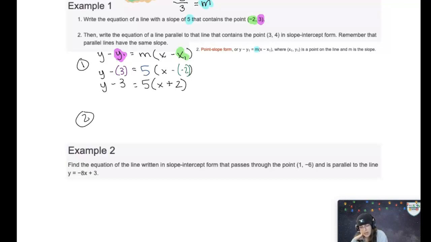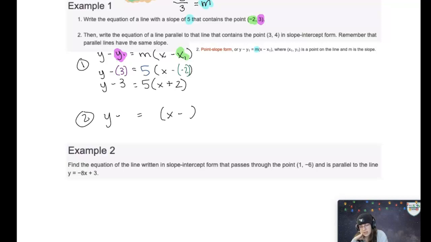Okay. Then write the equation of a line parallel to that line that contains the point 3, 4 in slope-intercept form. That's off of my screen, but in slope-intercept form. Remember that parallel lines have the same slope. So here's the deal, okay? So we're going to take the same equation, right? y minus, we're going to leave y1 blank, equals our slope, parentheses x minus the value of the ordered pair x. Now we're going to do our substituting.